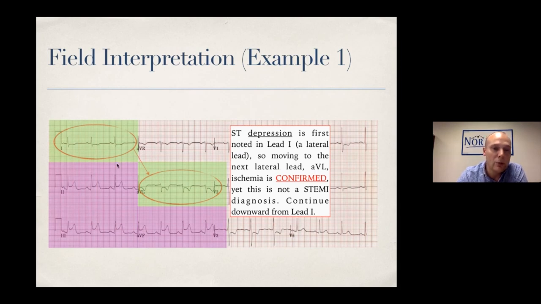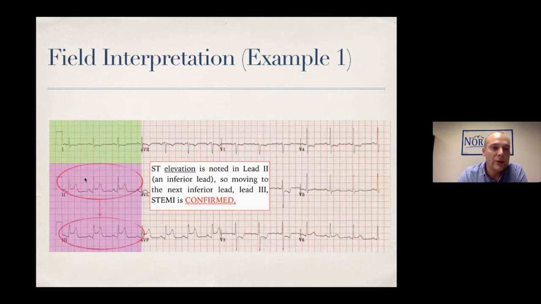So what you do is you move to the next lead down, which is lead two, and you see ST elevation here. You guys can all see that. To confirm that, you move to the next lead within the same region of the heart, which would be lead three. So I see ST elevation, I see ST elevation. So that is confirmed. That is an inferior infarct.